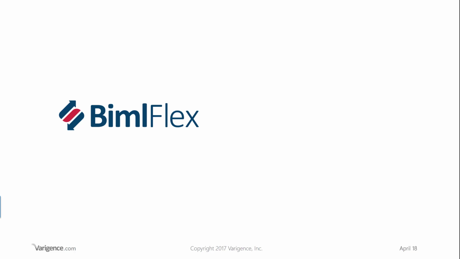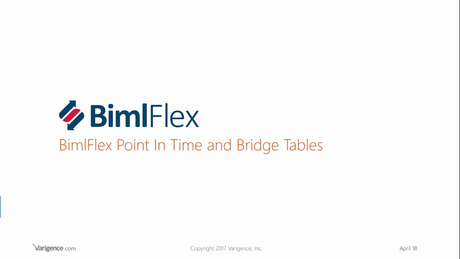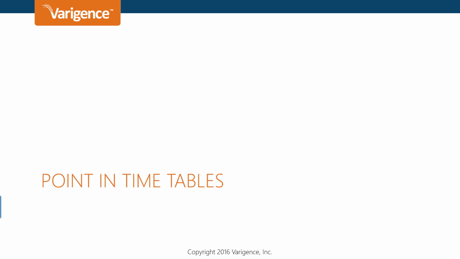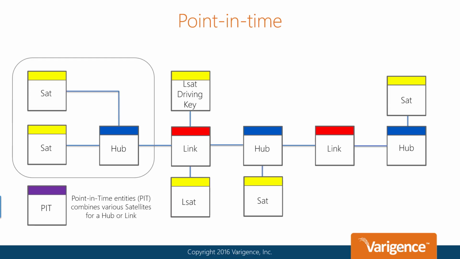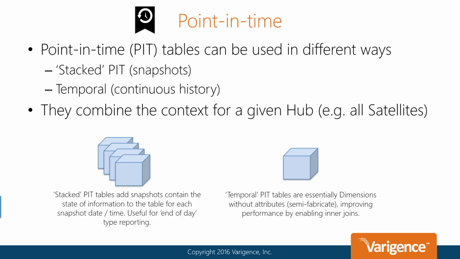Creating point-in-time and bridge tables with Varigence's BimlFlex. Point-in-time tables. A point-in-time table is a helper construct that joins a hub and any or all of its attached satellites into a timeline across all time slices. This table makes it easy to query a core business concept and get all attributes relevant for a given point in time. The point-in-time tables are normally created so that all relevant data attached to the core business concept can be related to an event with a specific event date time.